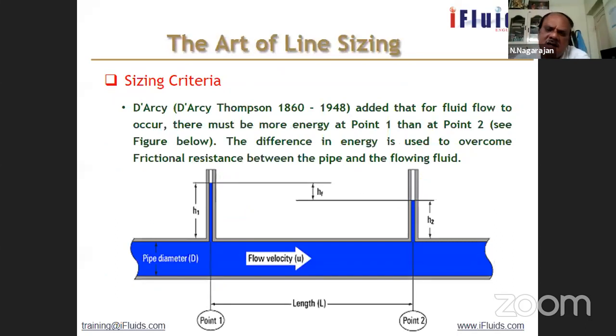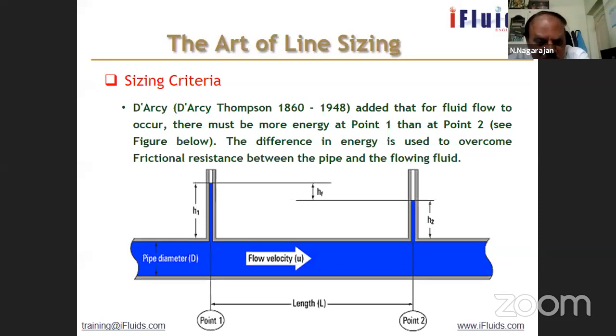Now sizing criteria, and most of you must have studied all your fluid flow theory. Then Darcy, we say Darcy Thompson is a scientist who lived between 1860 and 1948. He determined the fluid flow characteristics, how the fluid flow happens in a pipe.